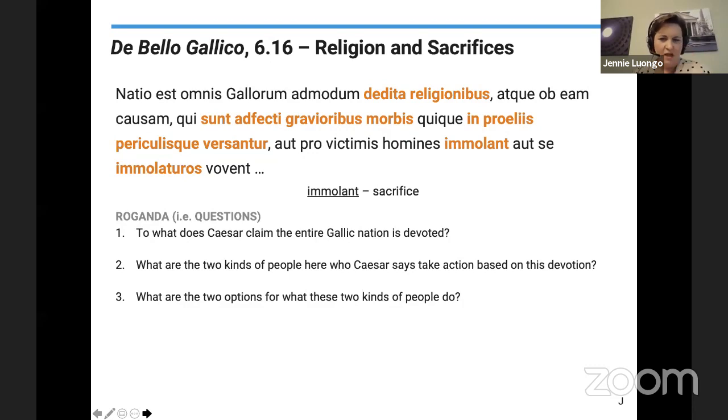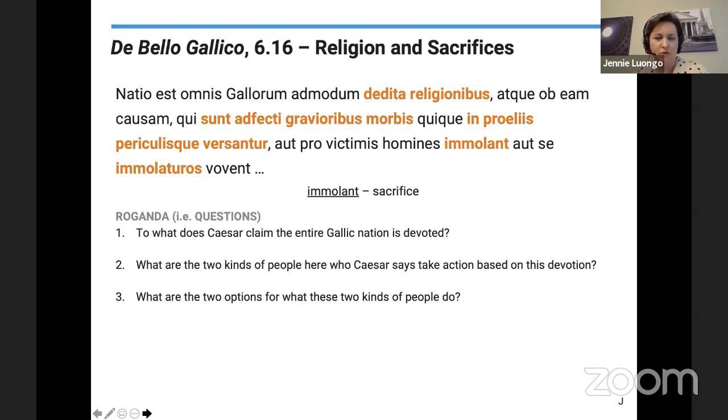Number 1. To what does Caesar claim the entire Gallic nation, natio omnis Gallorum, is devoted? Est dedita. So that gives you an idea of where in the passage to look for the answer to that one. Number 2, what are the 2 kinds of people here who Caesar says take action ob eam causam, for this reason, based on their devotion?